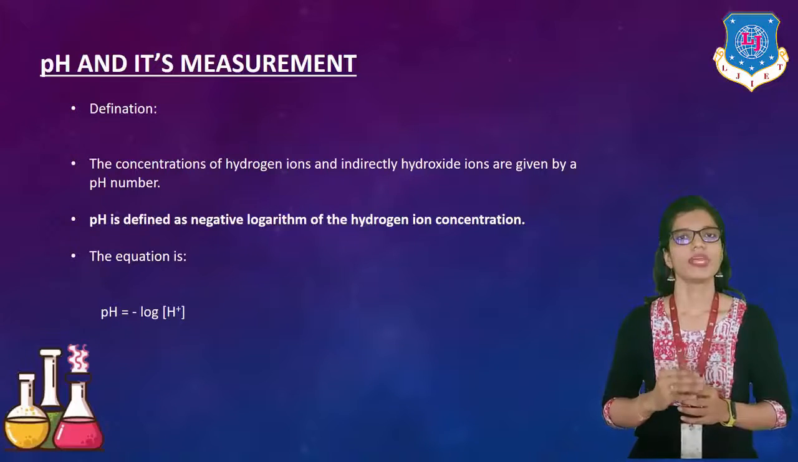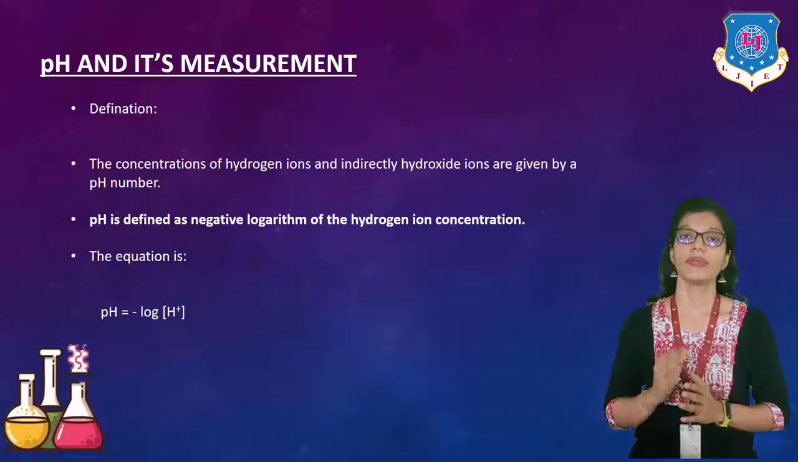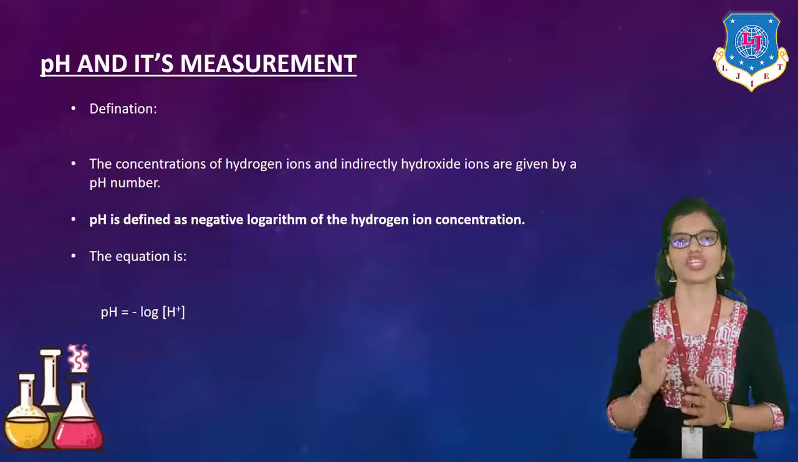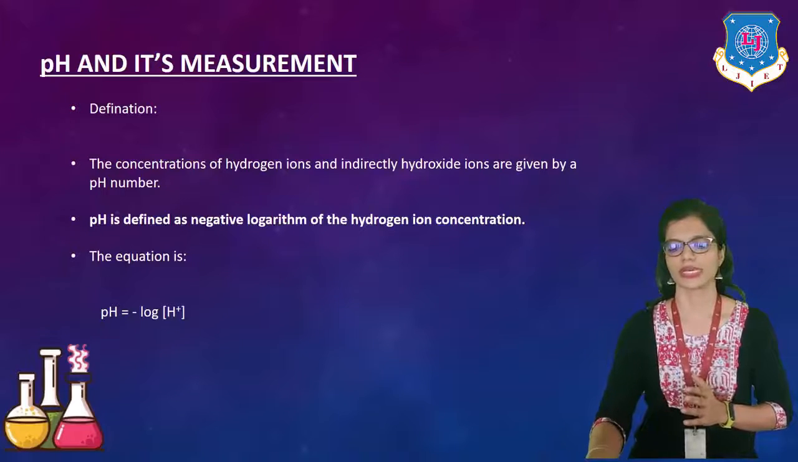Here we will begin with pH and its measurement. If we talk about its definition, then the concentration of the hydrogen ions and indirectly hydroxide ions are given by the pH number, right? So pH can be defined as the negative logarithm of the hydrogen ion concentration. We can write pH is equal to minus log of H plus. This is very basic, which gives rise to the pH scale.